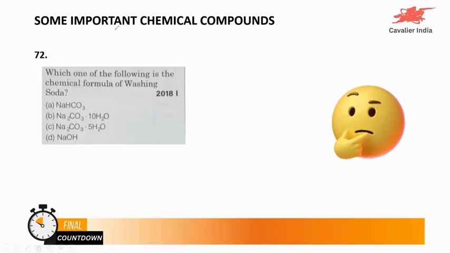Next, which one of the following is the chemical formula of washing soda? Option A is NaCO3. Option B is Na2CO3 10H2O. Option C is Na2CO3 5H2O. Option D is NaOH. Which is the right answer? Yes, very good. B is the right answer. Good. Na2CO3 10H2O, that is sodium carbonate decahydrate.